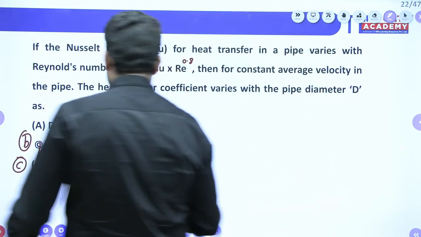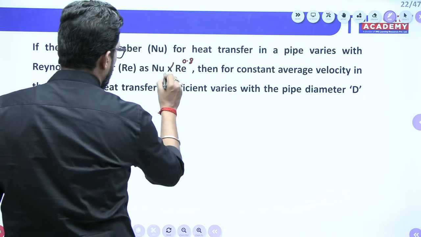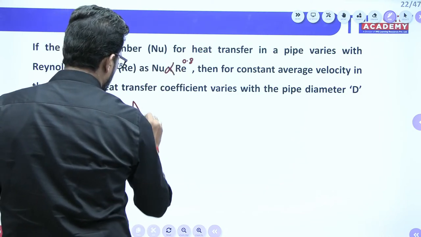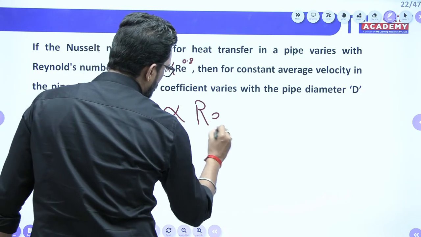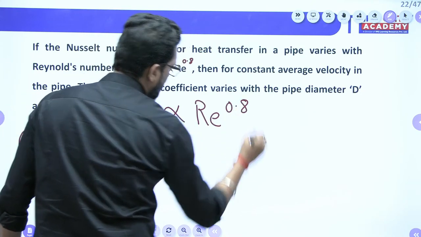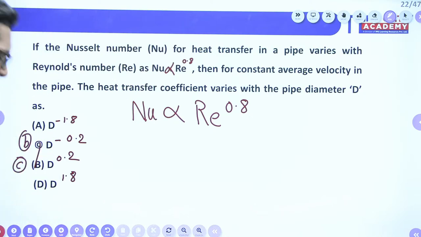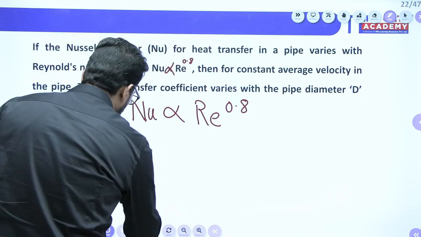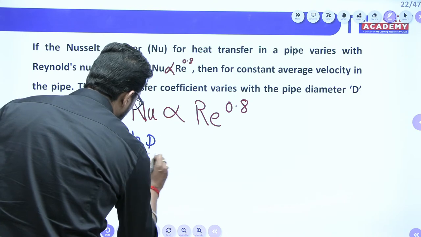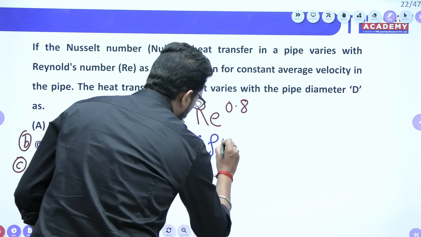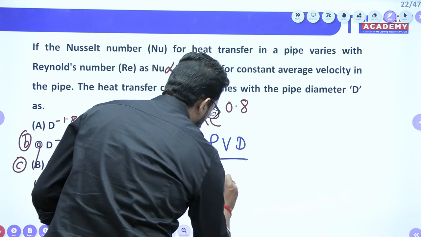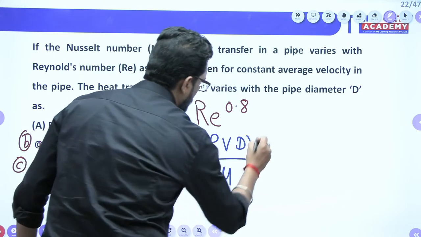See, Nusselt number varies with Reynolds number to the power 0.8. It is given in the question, right? What is the Nusselt number? For internal flow, hD upon k. What is the Reynolds number? Rho V average D upon mu, to the power 0.8.